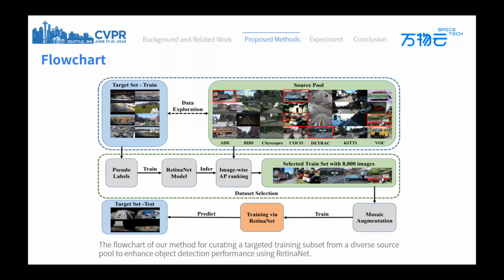We use these models to generate pseudo labels as the guidance and train a retinal net model. And then we use this model to predict on images from the source pool and rank these images with the image-wise average position. Therefore, we select the top 8,000 images from the source pool as the training set and apply the mosaic augmentation to the selected images. This technique enhances the diversities of training scenarios by combining different images segments into the single composite images, improving the model's ability to generalize across various image input.